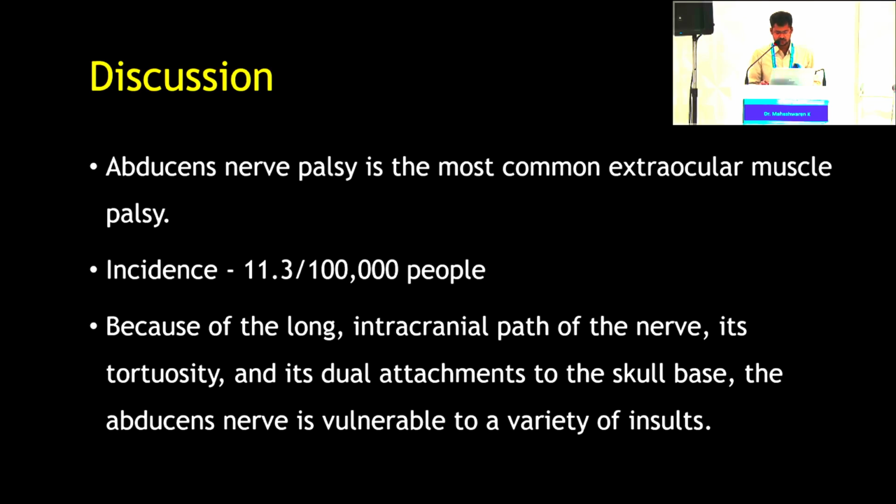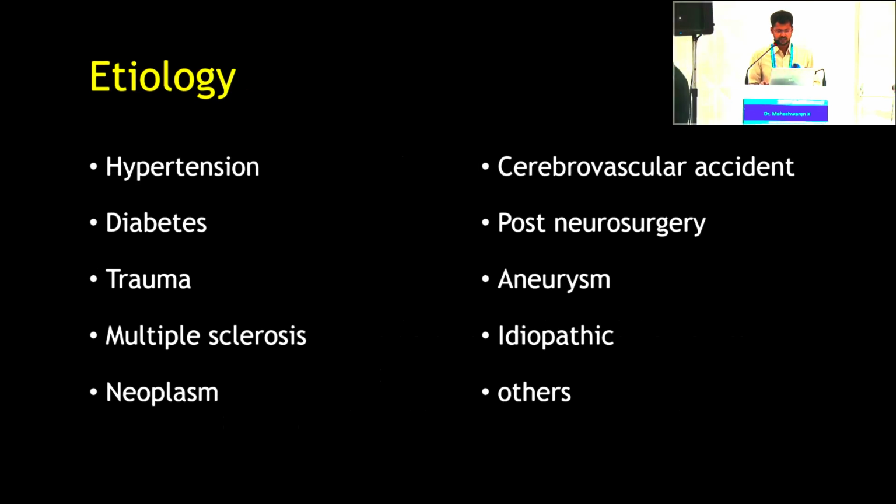Discussion. Abducens nerve palsy is the most common cranial nerve palsy. Due to its long intracranial course and its dual attachment to the skull base, it is more vulnerable to various insults. Etiologies are hypertension, diabetes, trauma, multiple sclerosis, neoplasm, cerebrovascular accident, post-neurosurgery. In my case, the patient is a known case of diabetes, most probably due to the immunocompromised state.